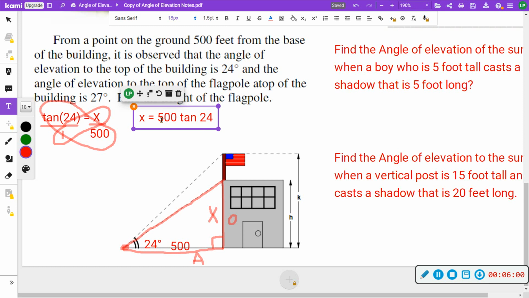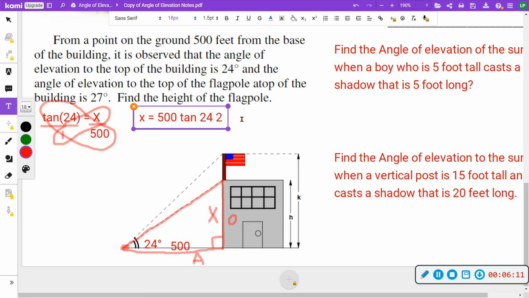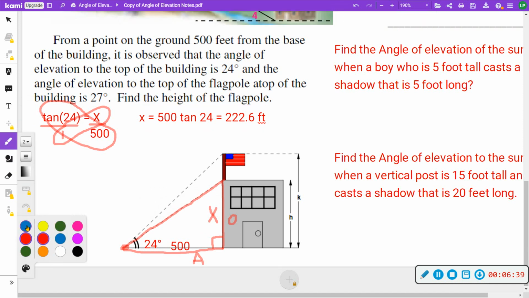I'm going to type that in the calculator. And when I type that in, I get 222.6 feet if I round it to the nearest tenth. Now remember, that's just the height of the building. They didn't ask for the height of the building, but we do know the height of the building is 222.6 feet. Some people might round that to 223. I would think for this example, it might be fine unless you need an exact answer. But now what we're going to do is look at a different triangle.